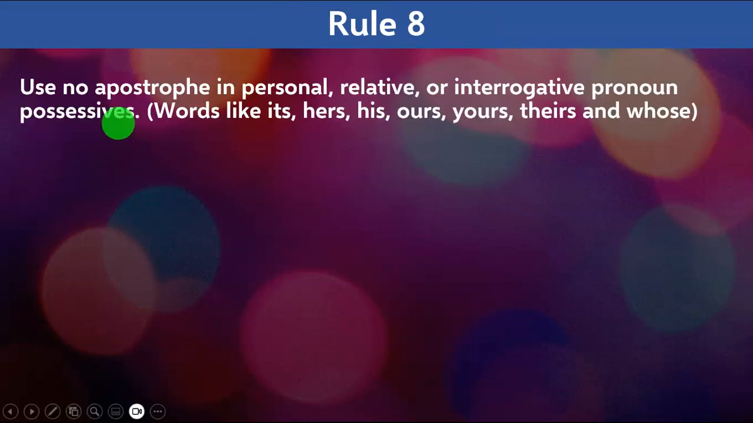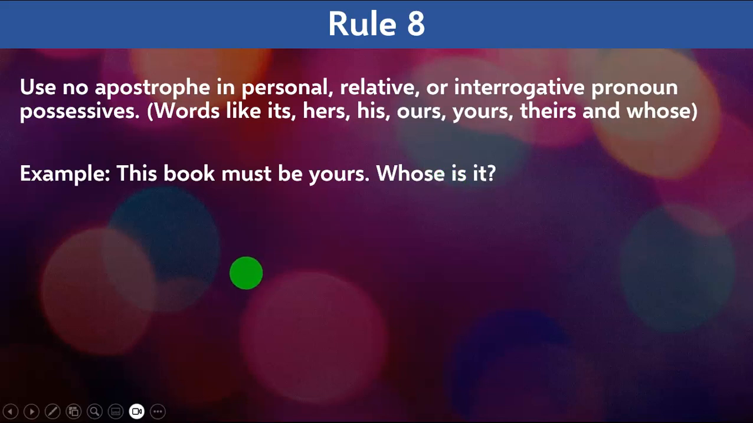Rule number 8, use no apostrophe. Now friends, in all the other rules I have been saying use apostrophe. In this I'm saying use no apostrophe in personal, relative or interrogative pronoun possessives. Words like its, hers, his, ours, yours, theirs and whose. Example, this book must be yours. Whose is it? No apostrophe. This book must be yours. Whose is it? So you're not going to be using apostrophe out here.